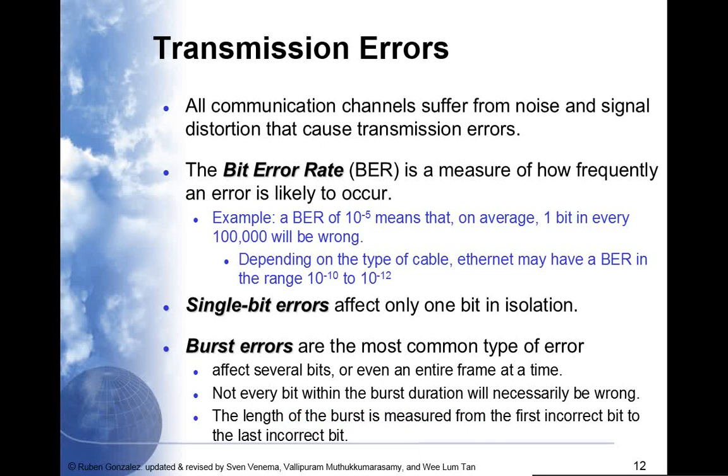Moving on to transmission errors. So all communication channels suffer from noise and signal distortion that cause transmission errors. The bit error rate is a measure of how frequently an error is likely to occur. An example there is that a bit error rate of 10 to the minus 5 means that on average 1 bit in every 100,000 will be wrong.